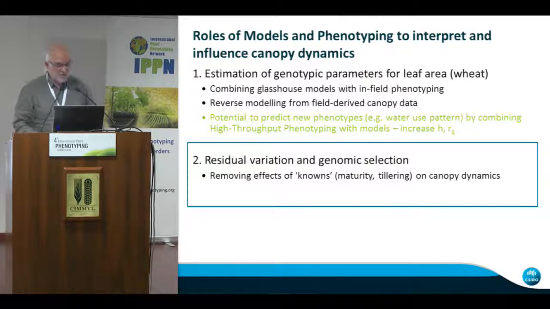The second thing I wanted to finish on was looking at residual variation and genomic selection, and this is something we're just starting to play with, where we're looking at removing the effects of things we think we know very well, particularly on canopy development, and then considering what's left after that. This can help in selection in breeding trials, because often a lot of things that are thrown away on the basis of yield are actually high-performing genotypes. They just have the wrong maturity and the wrong tillering, which are fairly highly heritable traits that are easy to change.